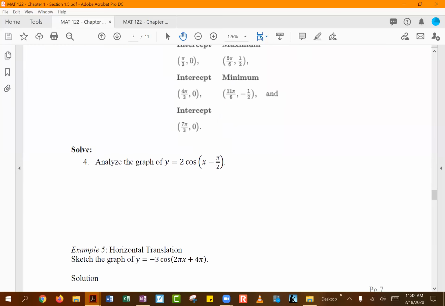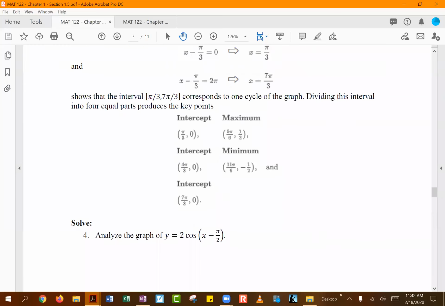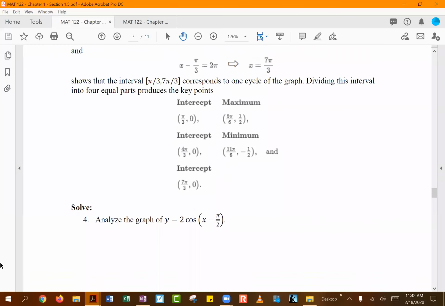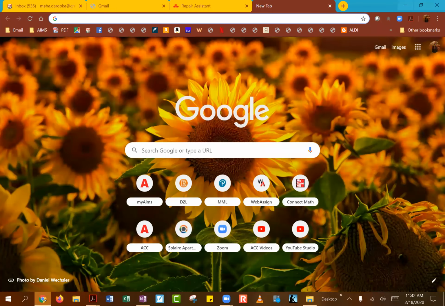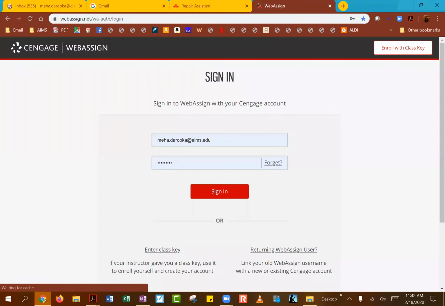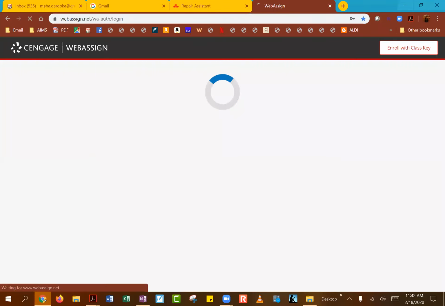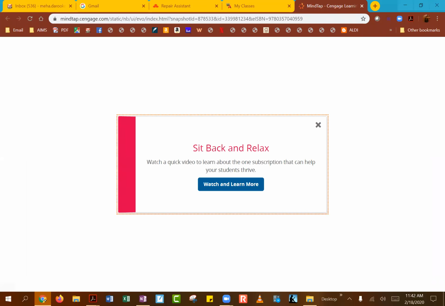I guess I didn't include the graph for this, because they're actually using a graphing calculator to make this graph, but I wanted to show you quickly what happens with that phase shift.